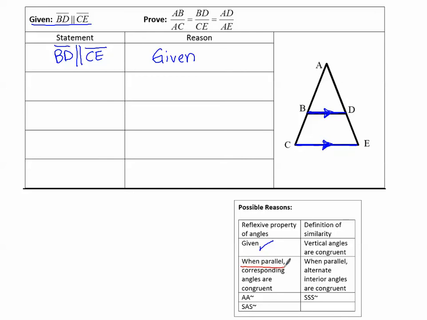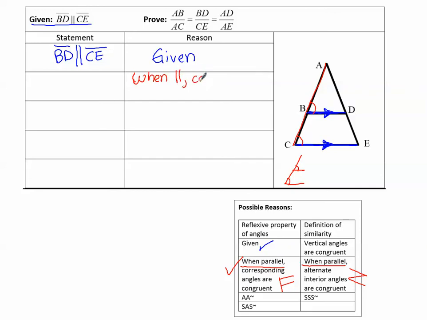One of these. When parallel, do I have alternate interior? That's the zigzag. Or do I have corresponding? That's the F. Well, in this picture, I can draw a transversal coming down the side, and it gives me that F-type shape, like that. So I have the corresponding angles.